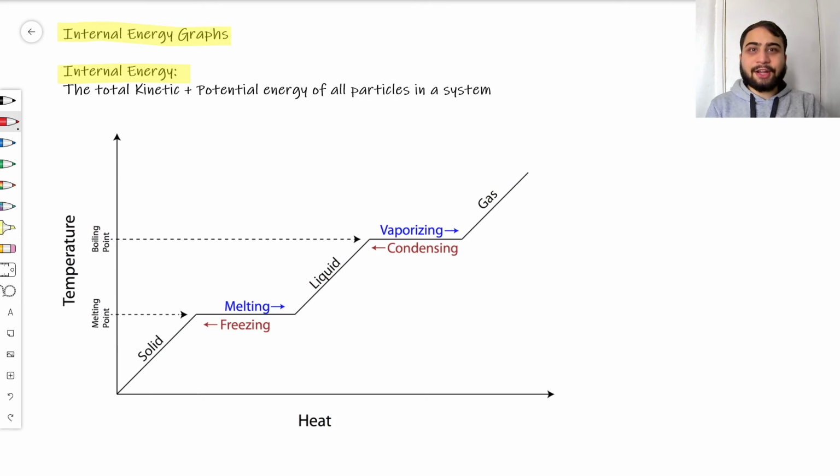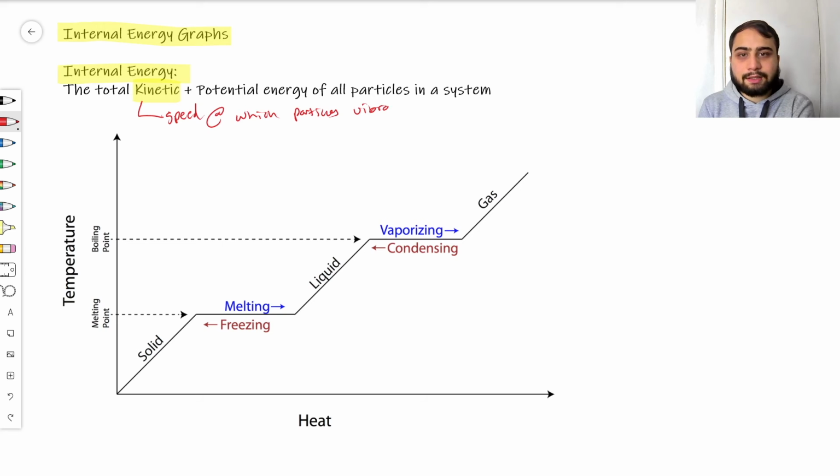Okay, so now let's have a look at an internal energy graph. Internal energy really talks about the total kinetic plus potential energy of all particles in a system. So let's break this down a bit. Kinetic energy, that's kind of self-explanatory, right? That really talks about the speed at which particles vibrate.